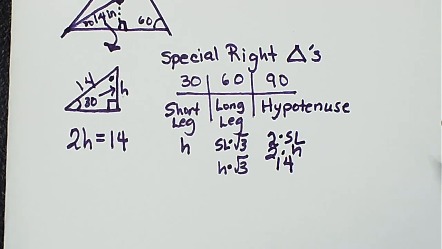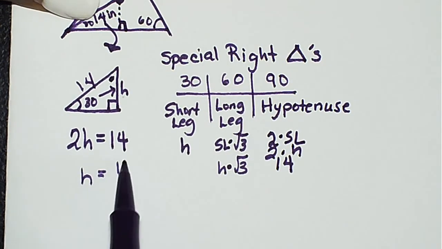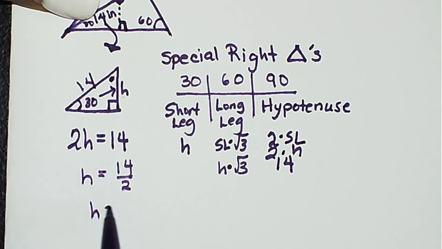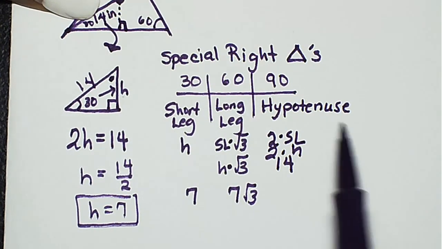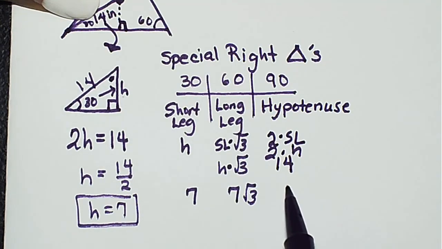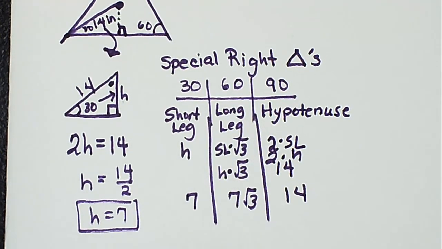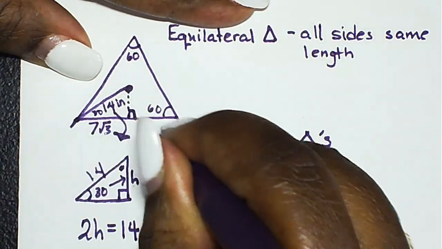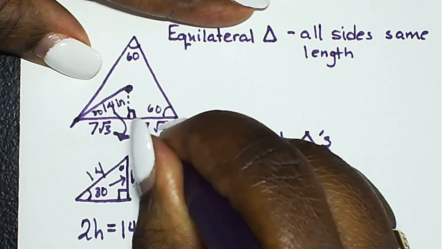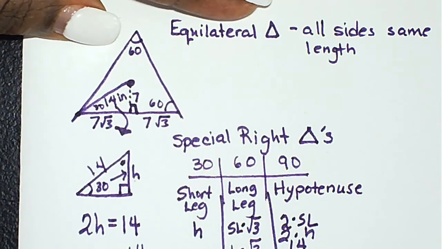And I have a little information. That's what I'm doing. So H is equal to 14 divided by 2. H is equal to 7. That's my short leg. If this is 7, then this long leg is 7 square root of 3. And we already know this one is 14. So we got all of our information out. So now that I have all my information, go back up here. This side is 7 square root of 3. This is 7 square root of 3. And this is 7. Got everything to find my area.